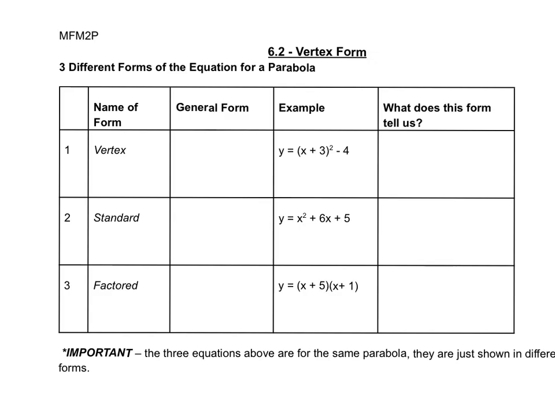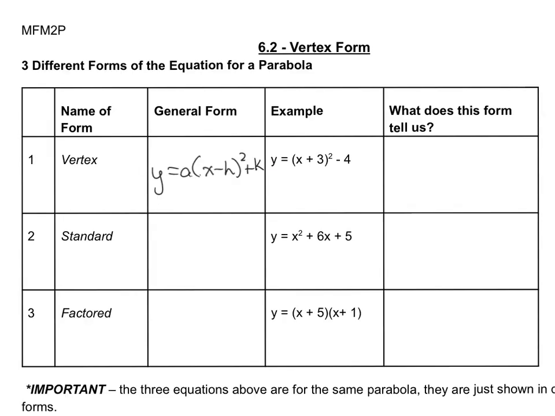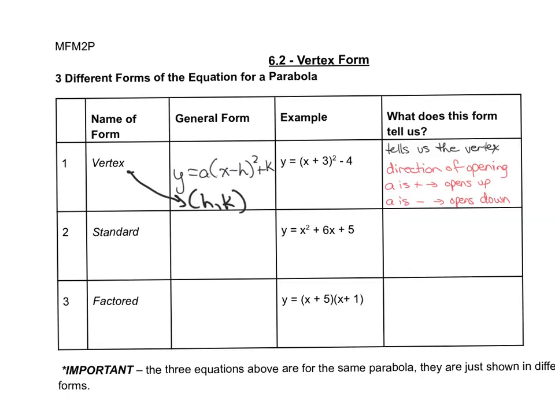As mentioned before, there are three different forms of the equation for a parabola. So there is the vertex form, which is the one at the top. This tells us exactly where the vertex is. The general form, that is the generic form with letters substituted in for the numbers, is y equals a bracket x minus h bracket squared plus k. And this form gives us the vertex, and the vertex is (h, k).